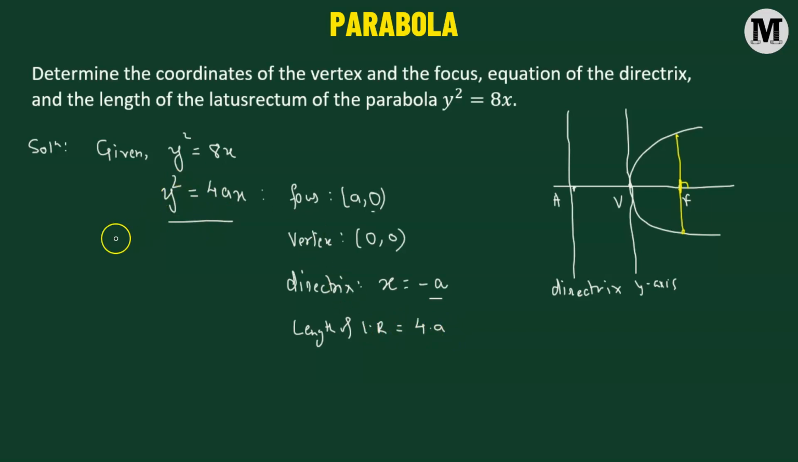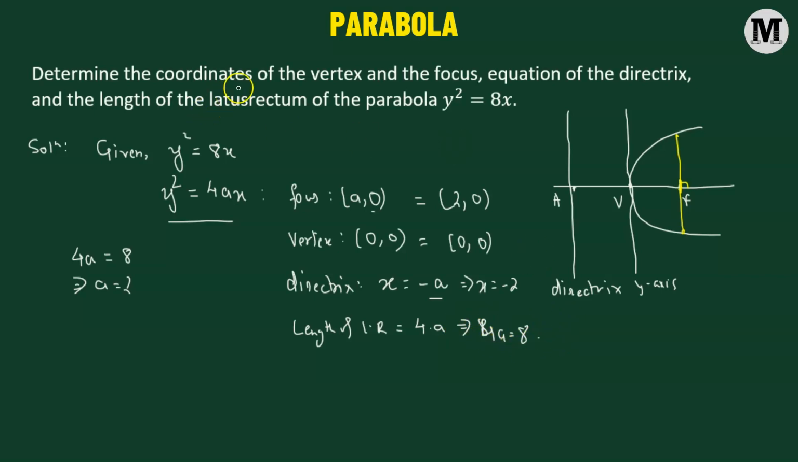Okay, now when we compare, we get 4a equals 8, which means that the a value is equal to 2. So we can find the coordinates of the focus, that will be (2, 0). The vertex will be at the origin (0, 0). The equation of the directrix line is going to be x equals negative 2, and the length of the latus rectum will be equal to 8 units, since 4a equals 8 units.